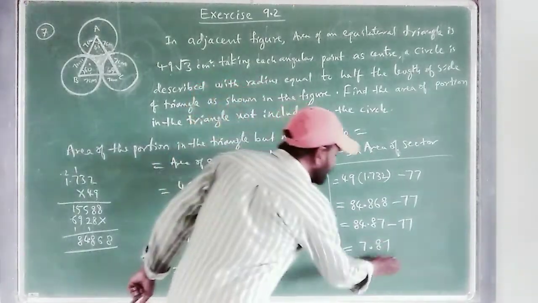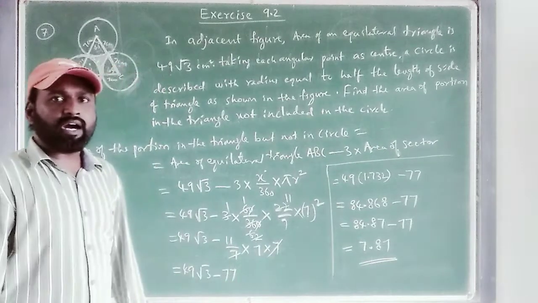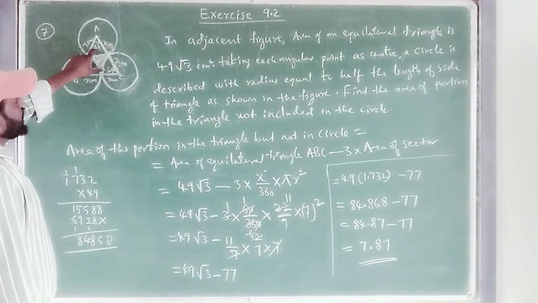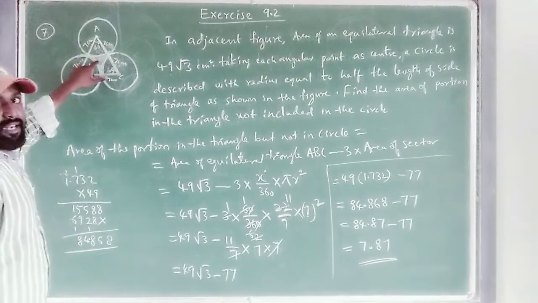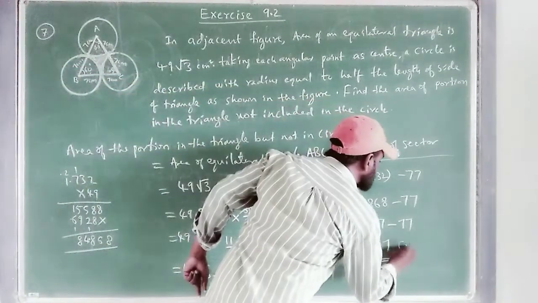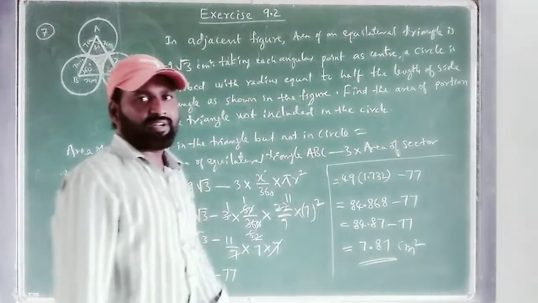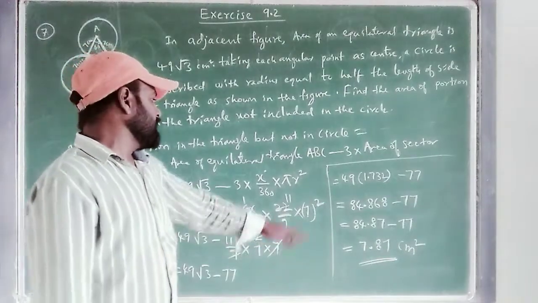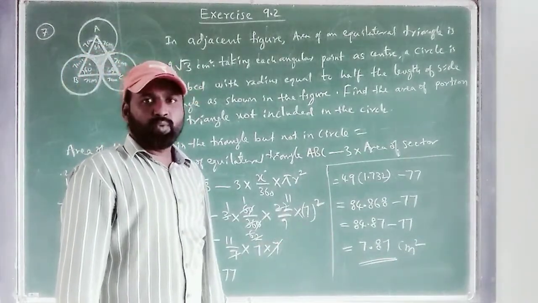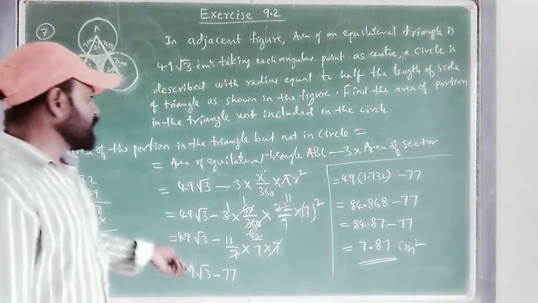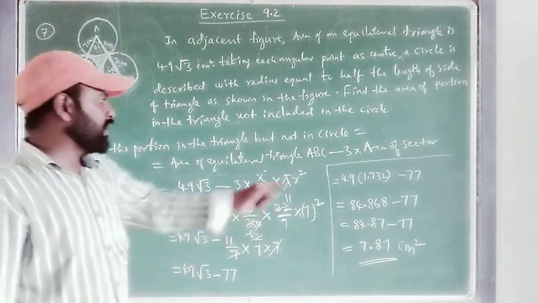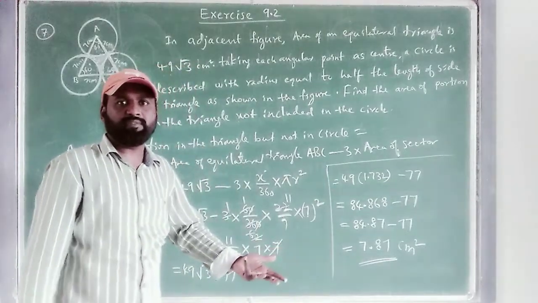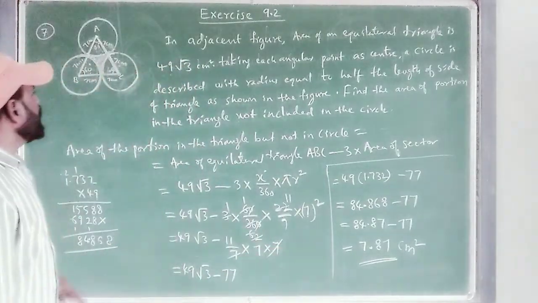So this is our area of the portion which is not in the circles but is in the triangle: 7.87 centimeter square. If you go for further digits after the decimal point, you may get something like 7.828729. The √3 value exactly we do not know, so we are taking it as 1.732 because it is an irrational number. This is how we can find it.